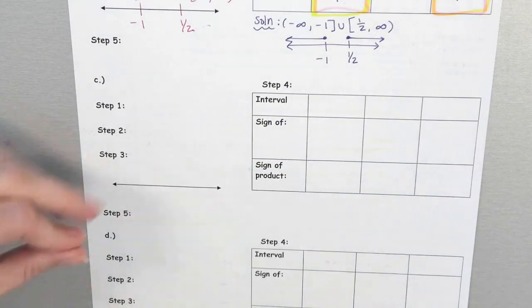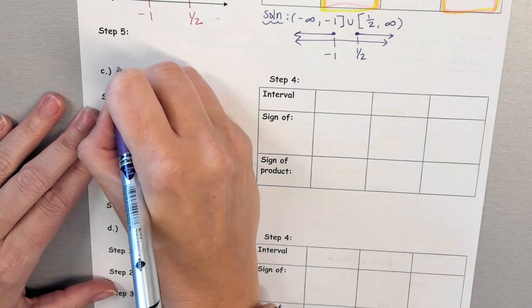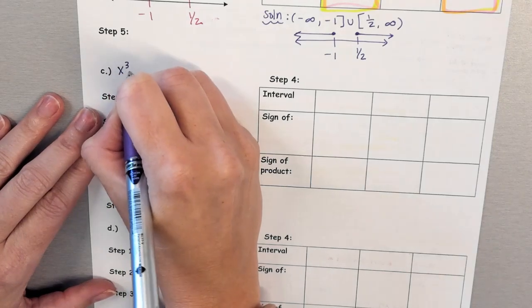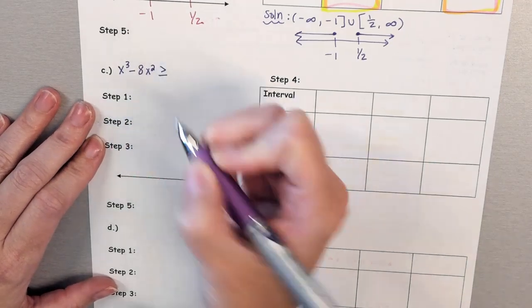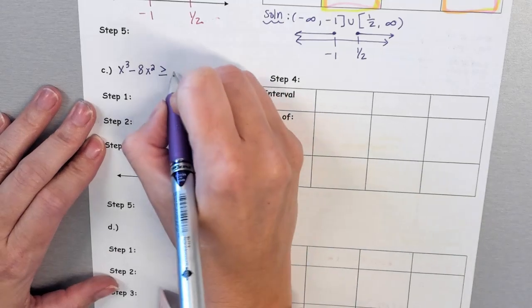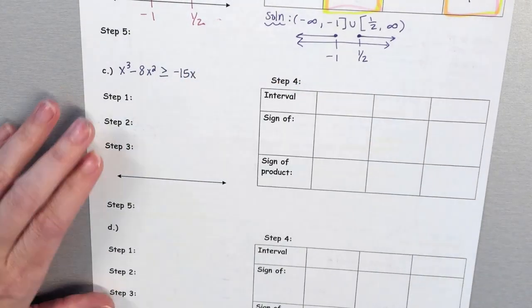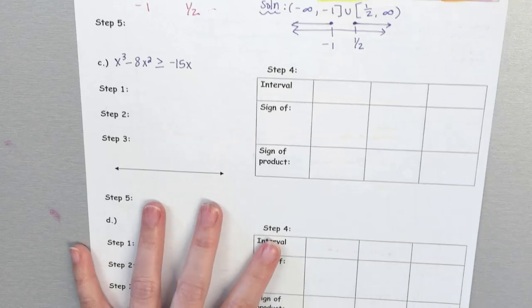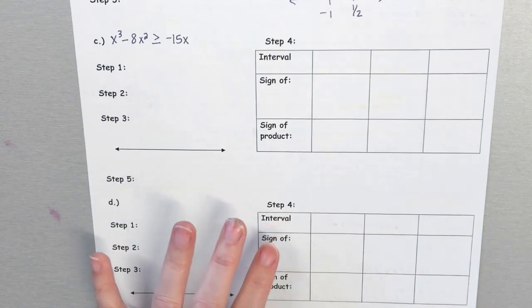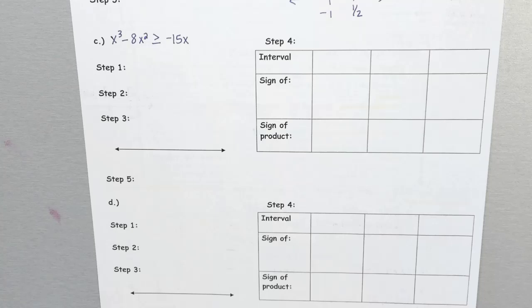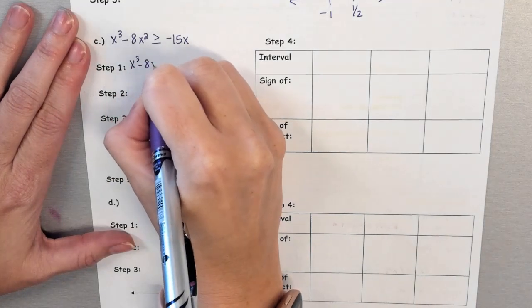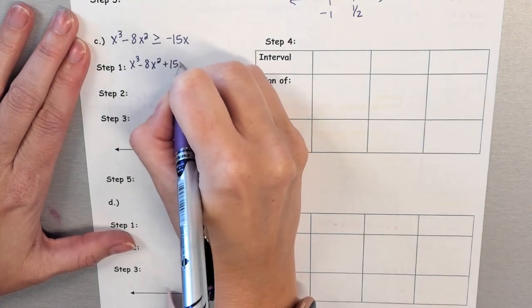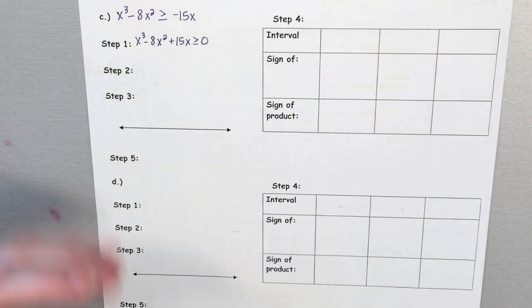All right. Now for part C, pick things up a notch here. We have x cubed. Last year you did do the quadratics, but we did not do any cubics that I recall. So x cubed minus 8x squared is greater than or equal to negative 15x. Your first step is still the same. We're going to move everything to one side.